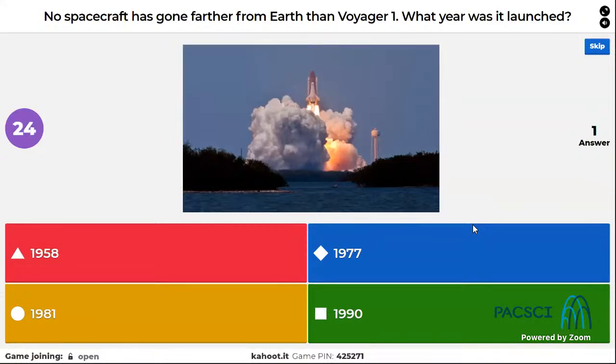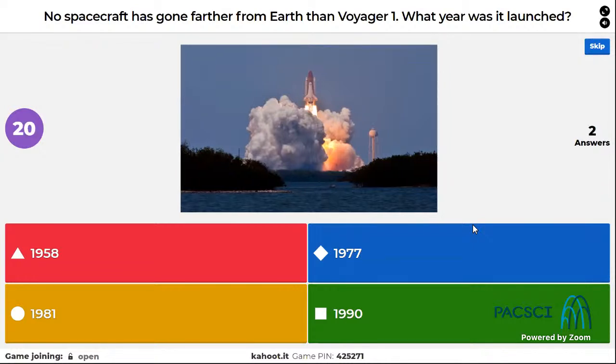Is it 1958, 1977, 1981, or 1990? Now, of course, the keen eyes will know that what's on your screen right now is not Voyager 1. I think that's not Voyager 2 either.